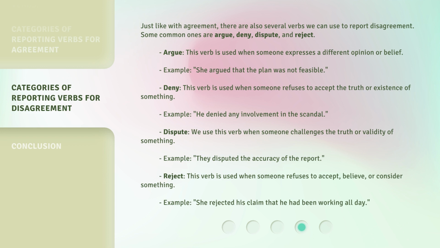Dispute. We use this verb when someone challenges the truth or validity of something. Example: they disputed the accuracy of the report. Reject. This verb is used when someone refuses to accept, believe, or consider something. Example: she rejected his claim that he had been working all day.